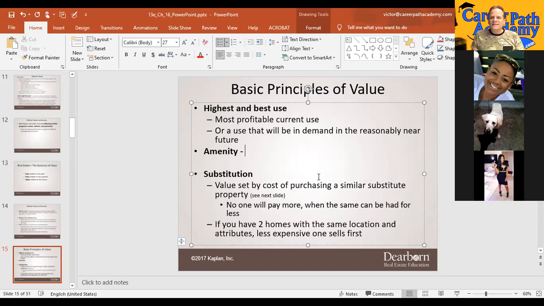And real estate is the leading indicator in that. When people start looking for houses, you get an idea where the economy is going in certain areas, right? So an amenity is a tangible or intangible.